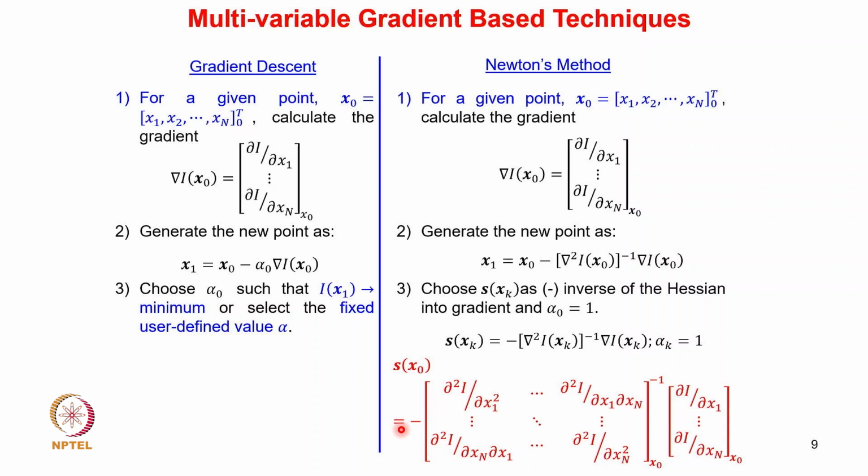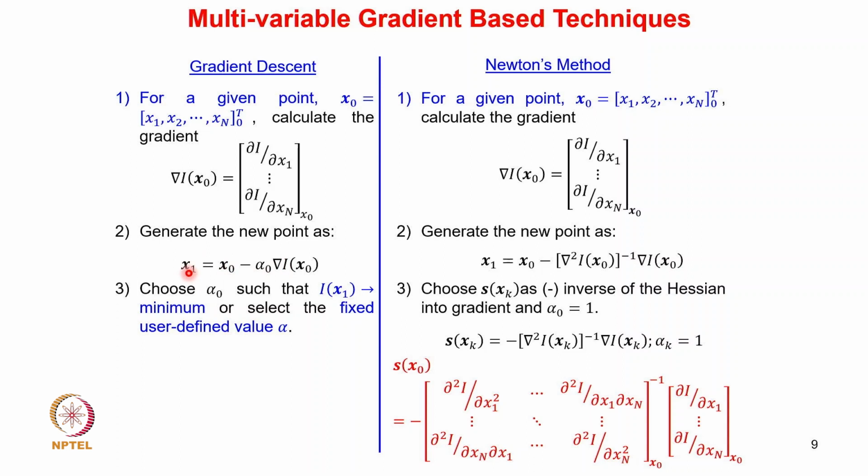Then we are finding the first derivative, dou I by dou x1 all the way to dou I by dou xn, at this initial condition. So that becomes the gradient matrix. Then this gradient matrix is multiplied by alpha naught, which is nothing but the step size, and we are subtracting it from x naught, that gives me x1, isn't it?